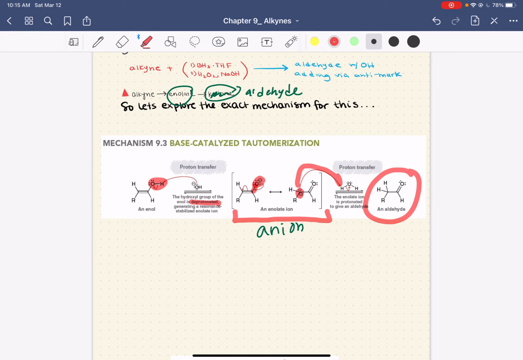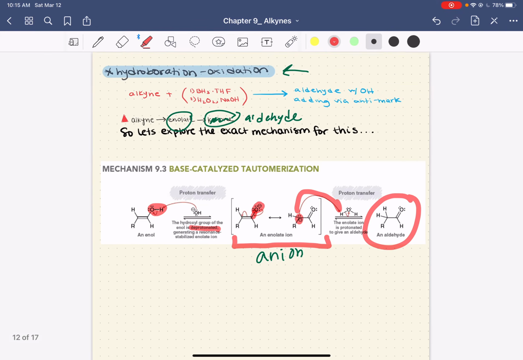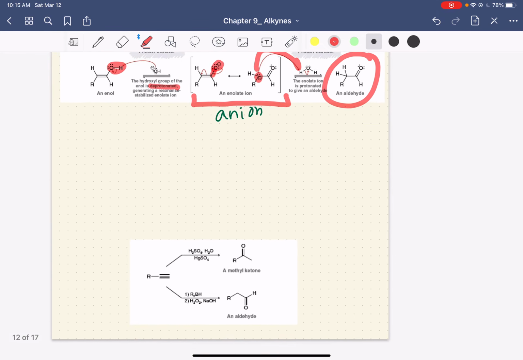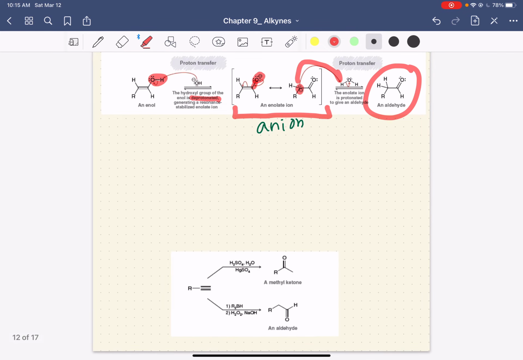All right, so this is very important to keep in mind for base catalyzed hydration, or in other words, hydroboration-oxidation of alkyne. You're going to ultimately take your enol, form an enolate ion intermediate, and that's going to be ultimately converted into an aldehyde.